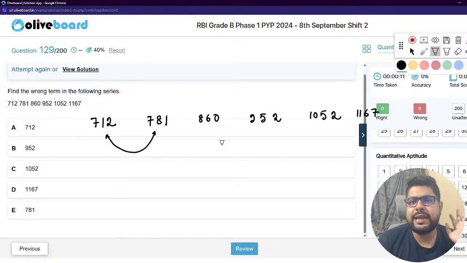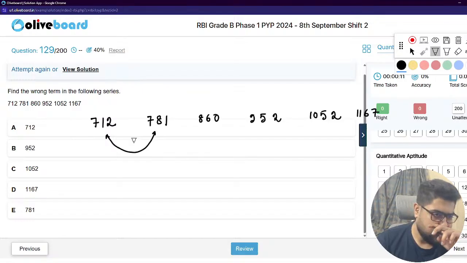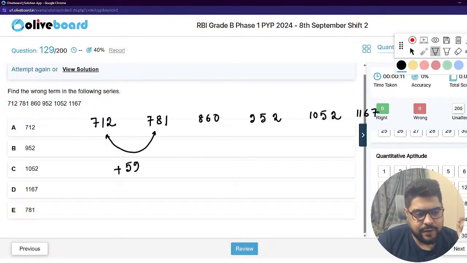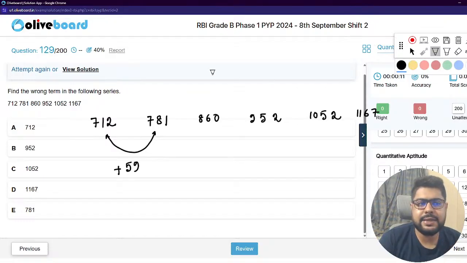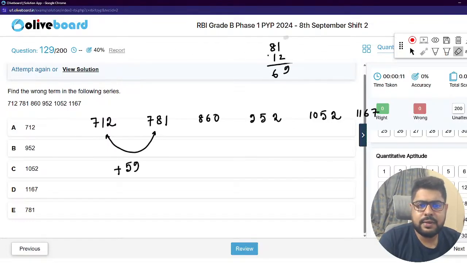So let's see. Sir, how much is the difference? 710 to 780 is 60, so this is 2, 1. That means, sir, a difference of 59. Sorry, 69. एक सेकेंड, उल्टा करें क्या? 69, सर. पागल है क्या? So 69 is the difference, sir.